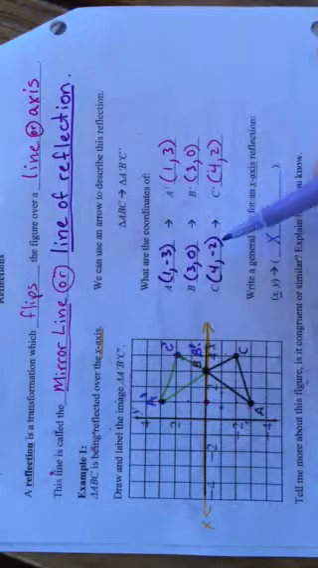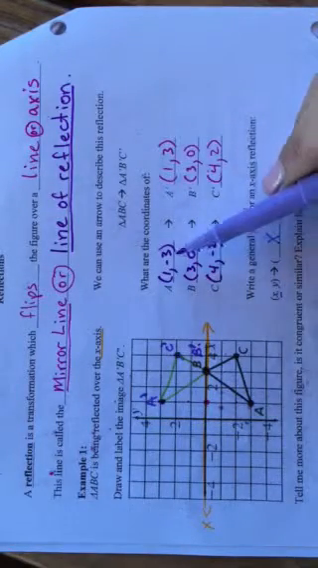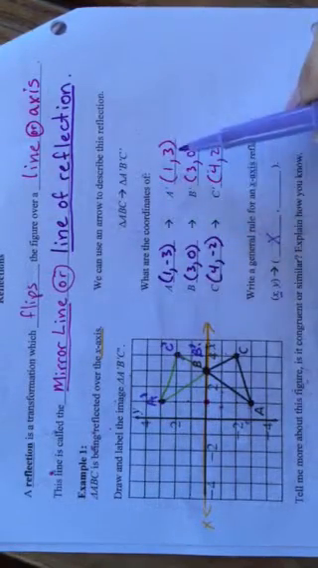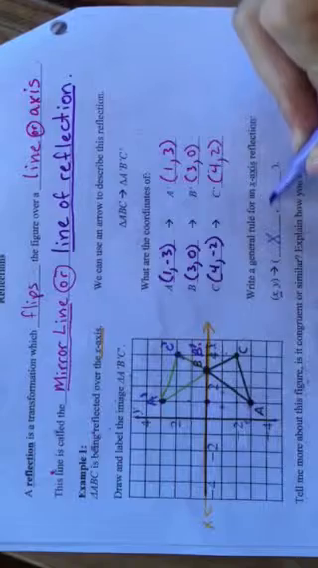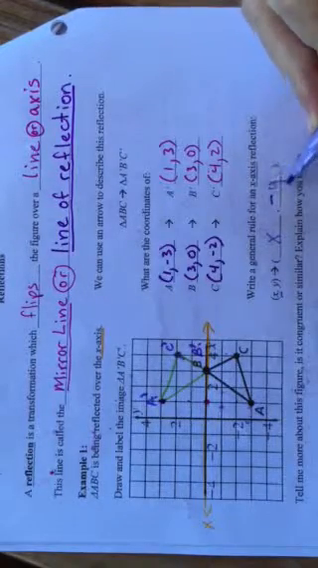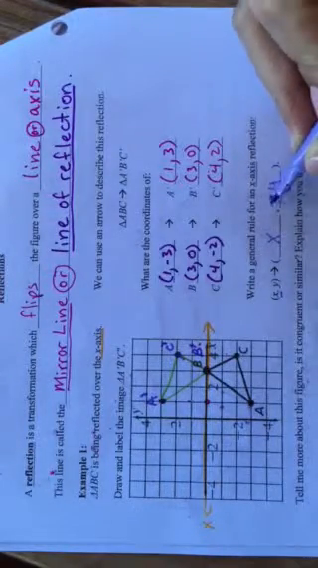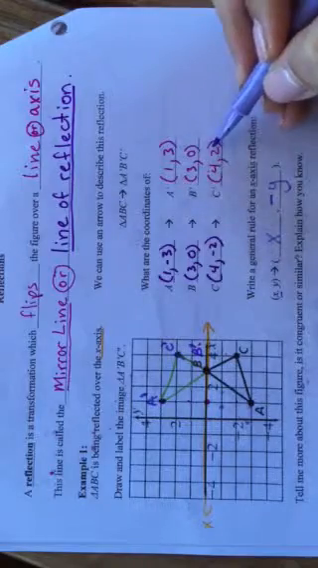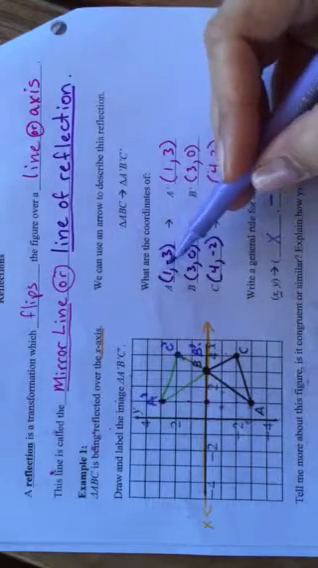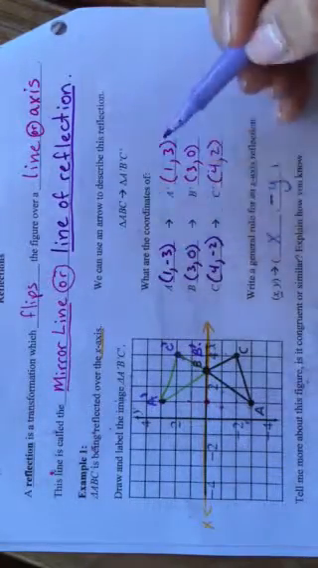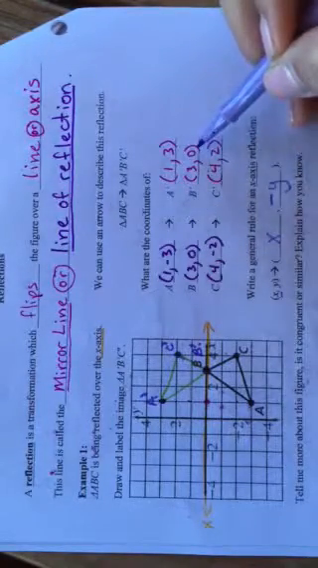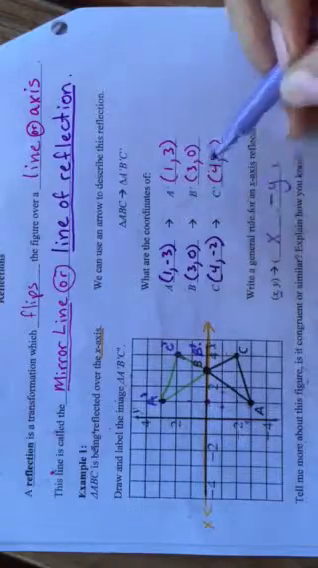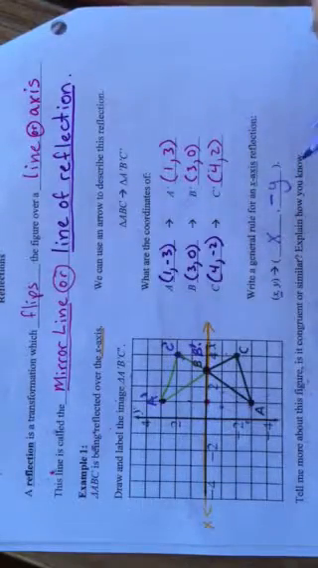But then my y values do something different. Every time I have my y value, it's basically the same number, but the opposite. So I'm going to write the opposite of y. In this case, they move positive, because we can remember if we take the opposite of -3, we get a positive 3. Well, the opposite of 0 is still 0, and the opposite of -2 is a positive 2.